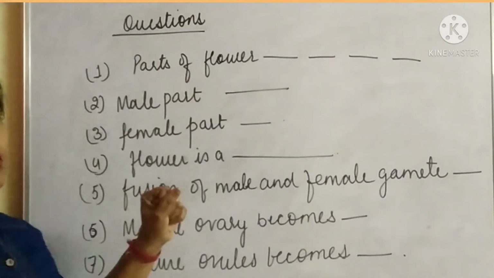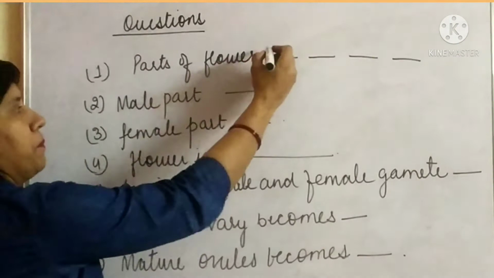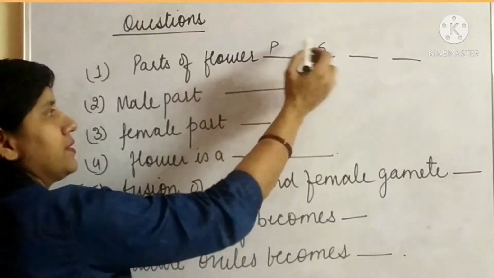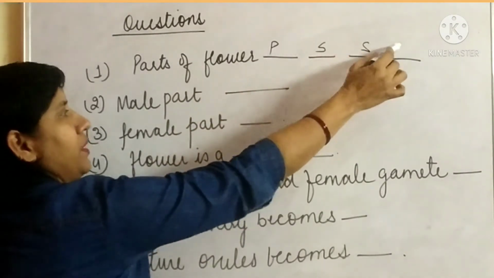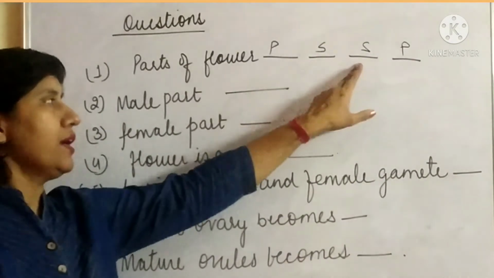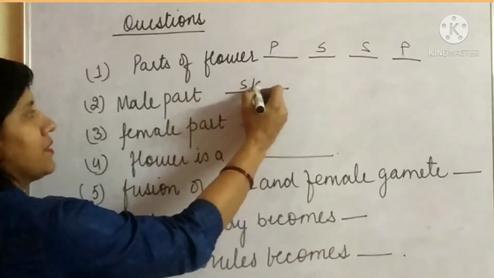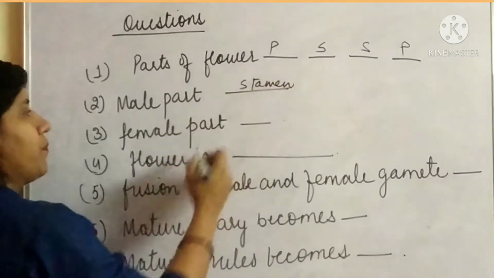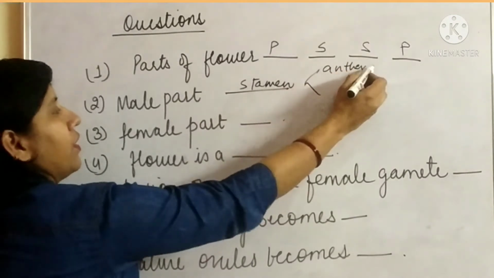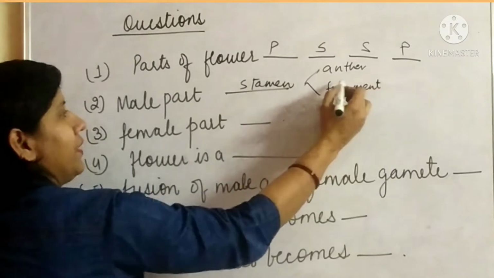Now let's do some of the questions. So what are the different parts of flowers? The different parts of flowers are petals, sepals, stamen and pistil. Okay, so stamen is a male part, pistil is a female part. The male part is nothing but the stamen. Okay, and stamen has two parts. One is known as anther, and the other is known as filament. Fine, come to the next one.